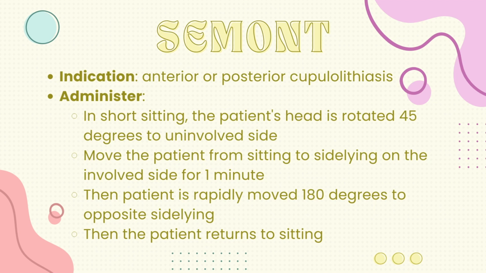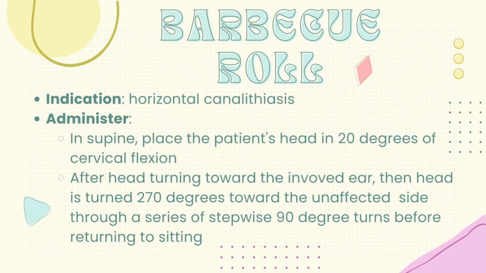So this test is performed after Dix-Hallpike modified sideline, which we didn't talk about today, but it's basically the same thing. It's just performed in sideline. Lastly is the barbecue roll, and this is for horizontal canalolithiasis. So you would perform this after a positive supine roll test.